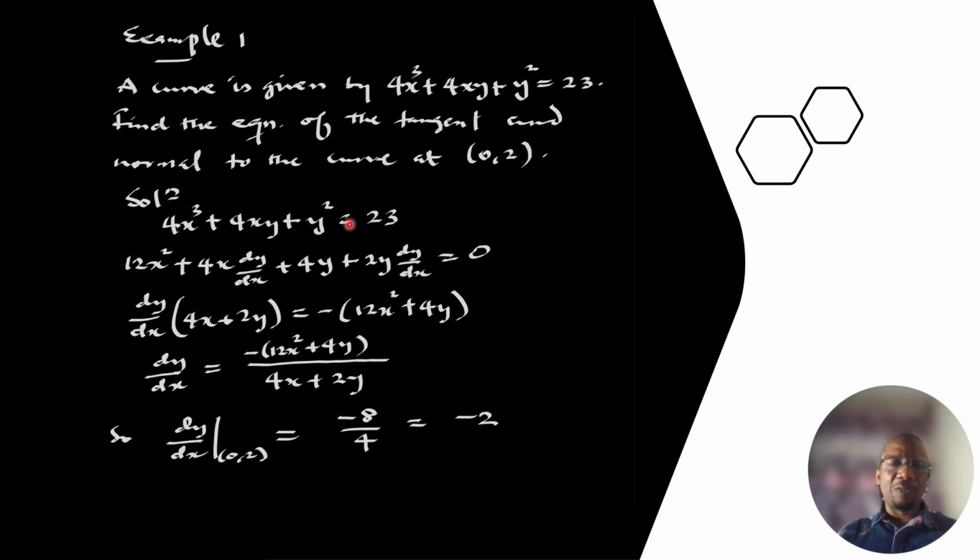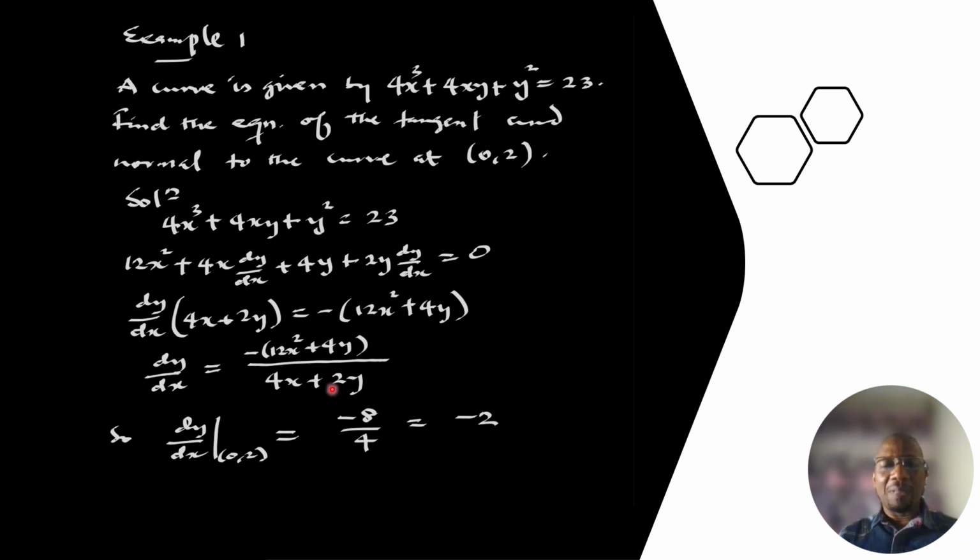Look at this. A curve is given by 4x cubed plus 4xy plus y squared equals 23. As you can see, this equation is already telling us it's an implicit function. I'm going to use the implicit function technique to get the derivative. So if this is the curve, find the equation of the tangent and the equation of the normal to the curve at the point (0, 2). Solution. You can see it's an implicit function, so we solve it implicitly, like that.